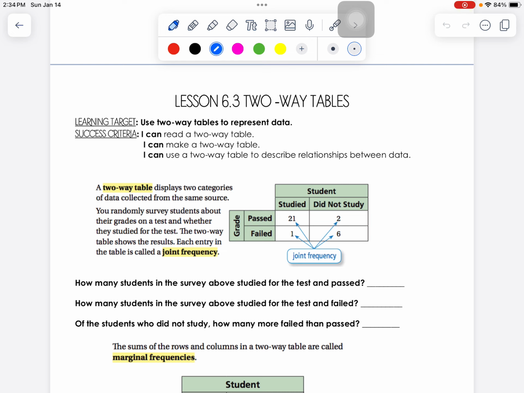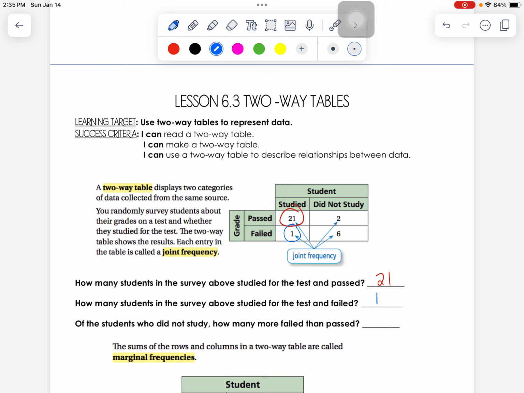The first question says, how many students in this survey above studied for the test and passed? Studied for the test and passed happens to fall right here in this box. So there were 21 students who studied and passed. The next one says, how many students in the survey above studied for the test and failed? Studied for the test and failed happens right below that. If you line up studied and failed, you would see that that was one student.